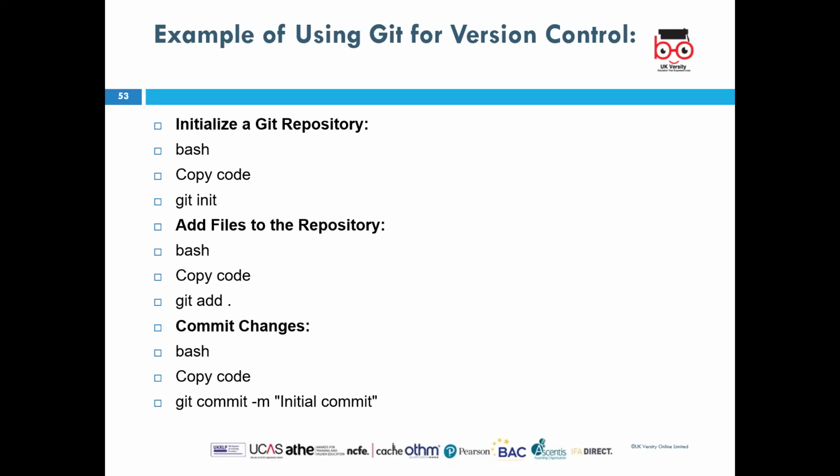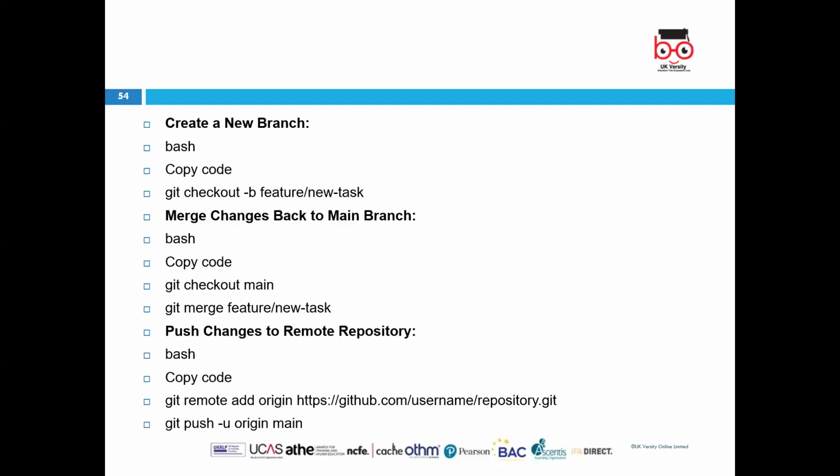Again, Git can be downloaded from the official website and installed on our machine. And we can now run these commands from our command prompt, where here is the simple command for us to initiate Git. Also, we can create a new branch, and that's the command for it. Merge branches back to the main one. Push changes to remote repositories.